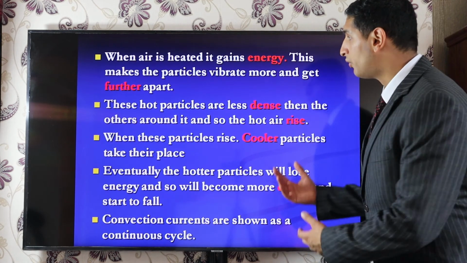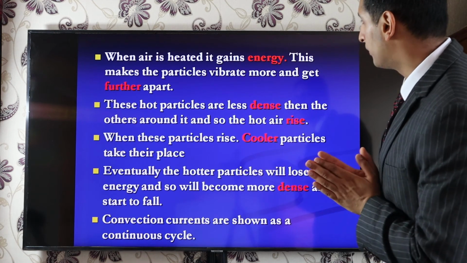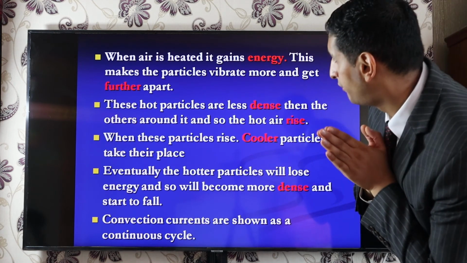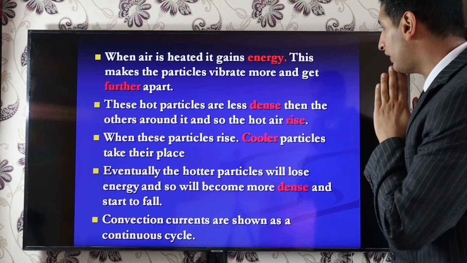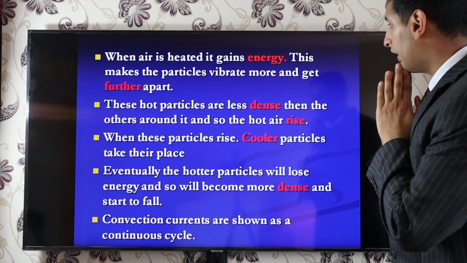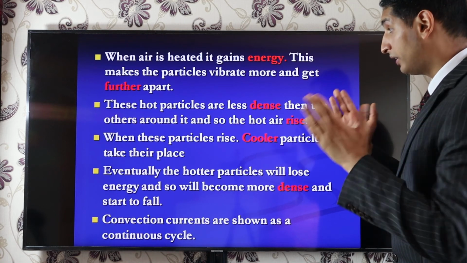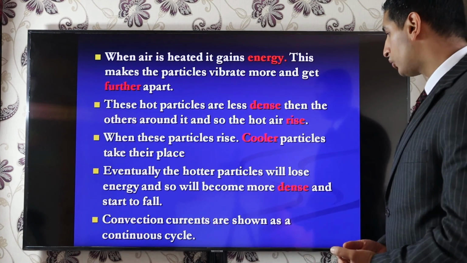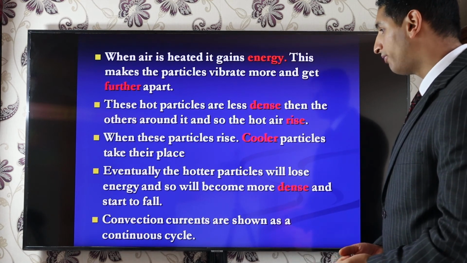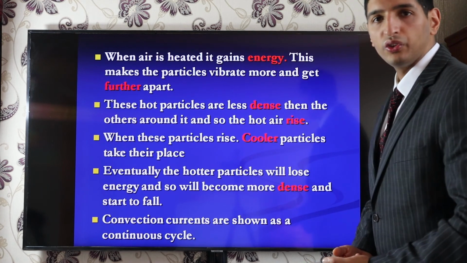I wrote it down for you. When air is heated, it gains energy. This makes the particles vibrate more and get further apart. These hot particles are less dense than the others around them, and so the hot air rises. When the particles rise, cooler particles take their place. Eventually the hotter particles will lose energy, become more dense and start to fall. Convection currents are shown as a continuous cycle.